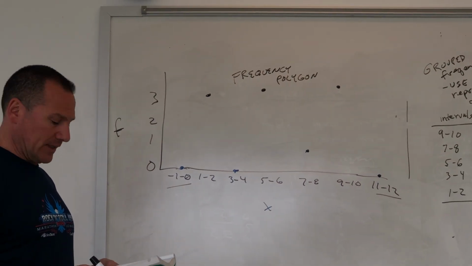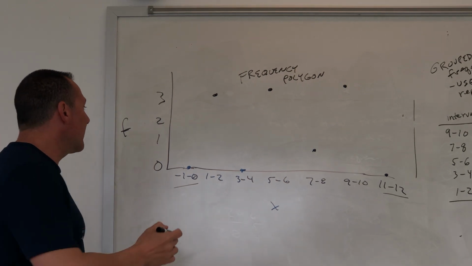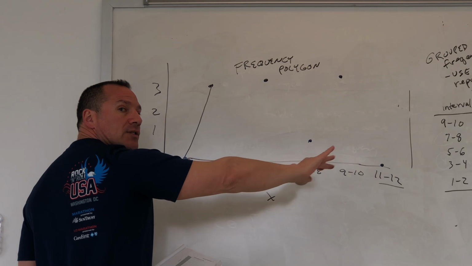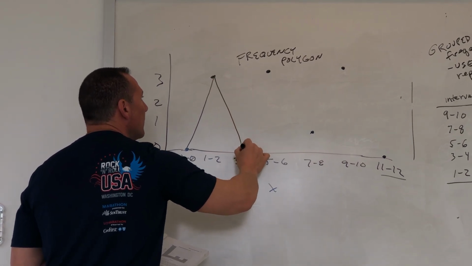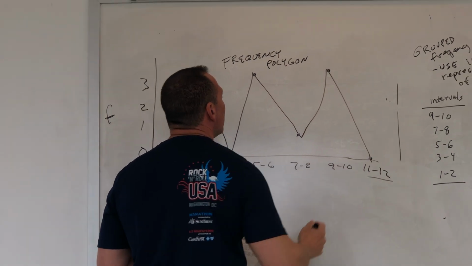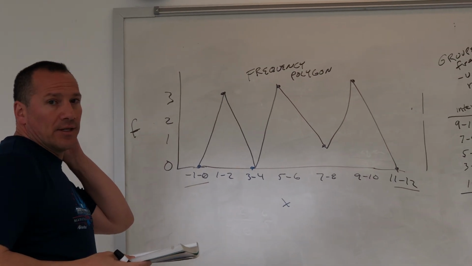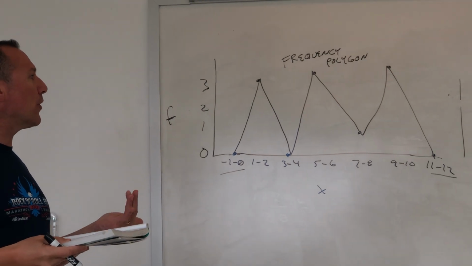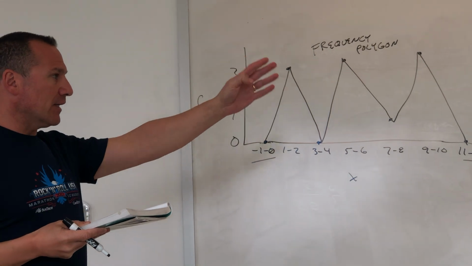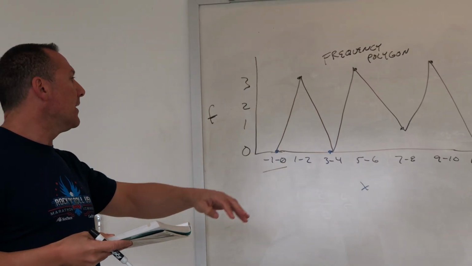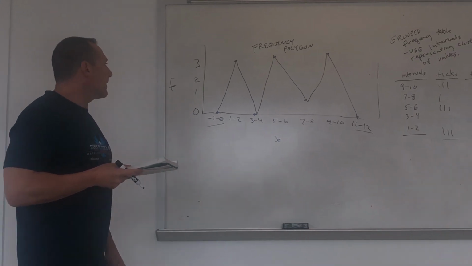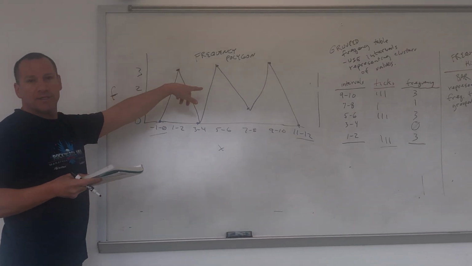The final step in the making of the frequency polygon, I'm going to connect these dots with straight lines that go sequentially across the x-axis. And this is thought to be an even more coherent way to take a look at what our data are telling us. So it's a lot like the frequency histogram, except now it kind of has even more shape to it. And again, we can see there's these three peaks.